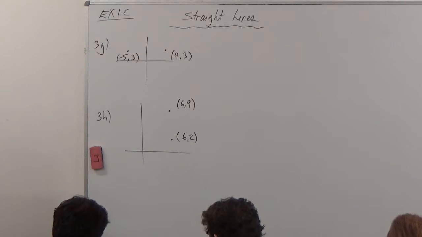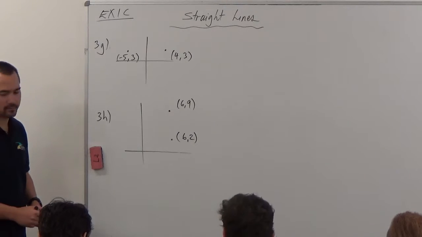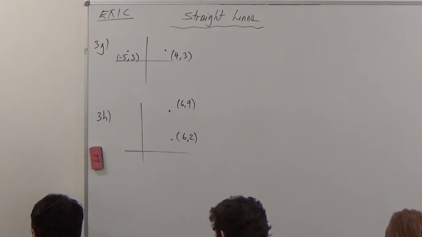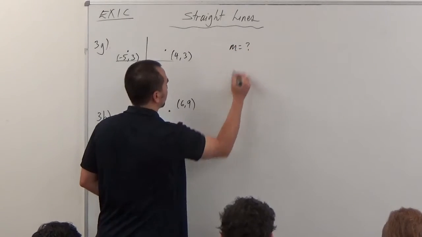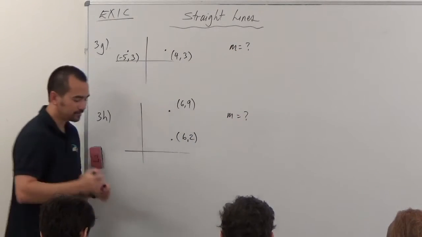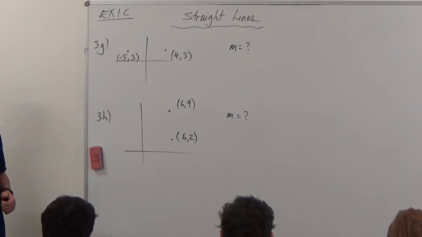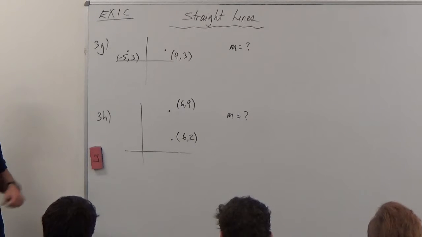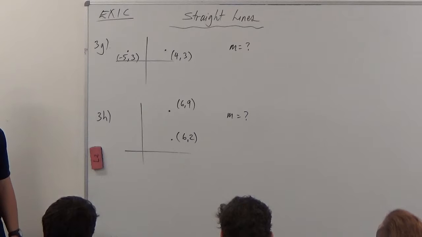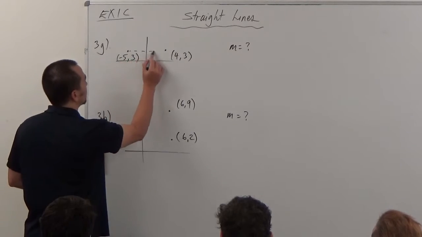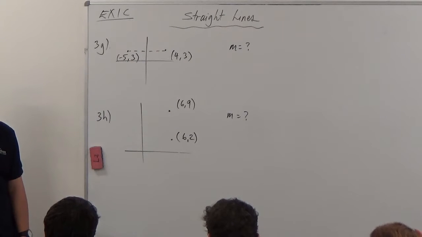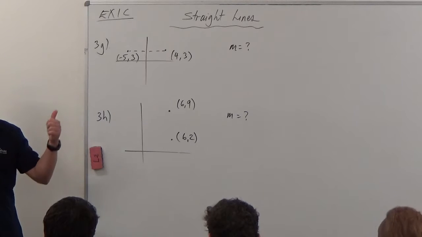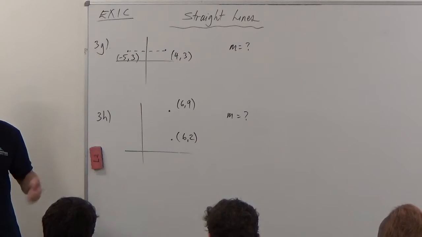Okay, let's do these two questions. The question is asking to find the gradient. Well, what is the gradient for question 3G? Yeah, it's 0, isn't it? How do you know? Because, first of all, it's completely horizontal. So that's your big clue. If we use the formula, would the formula verify that it is 0?